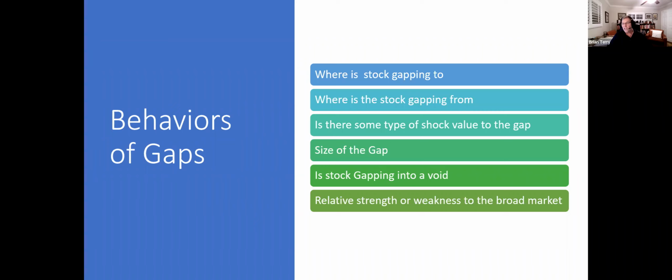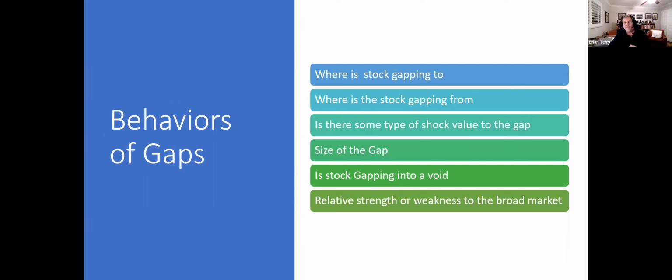The fourth one is, what's the size of the gap? Is it too big? Is it too small? That kind of thing. And does it get past existing support and resistance? So that would be the size of the gap.